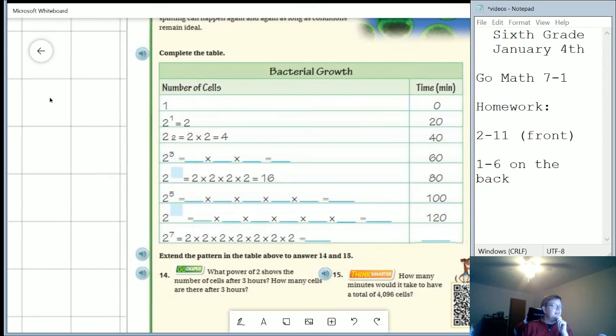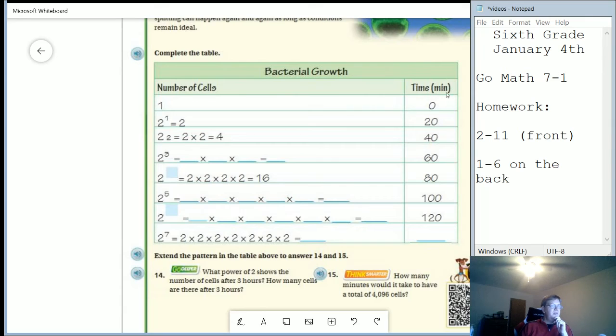All right, so for this one, we just have a chart. This is for the amount of time, and then we want to use our exponent. So we would basically just be filling in this chart. We're going to use a doubling pattern, so this should be pretty easy.